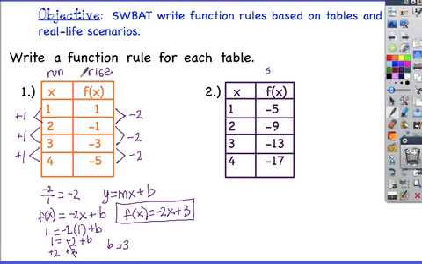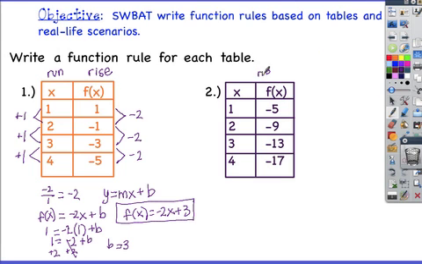And I can test that out by substituting in the inputs and seeing if we get the outputs. When I substitute 1, negative 2 times 1 is negative 2, plus 3 gives us 1. Substitute in a 2, negative 2 times 2 is negative 4, plus 3 is negative 1. Substitute in 3, that gives us negative 6 plus 3, which is negative 3. And when I substitute 4, I get negative 8 plus 3, or negative 5. So this rule does work for this table, and we didn't have to do guess and check. Let's try that now with number 2.